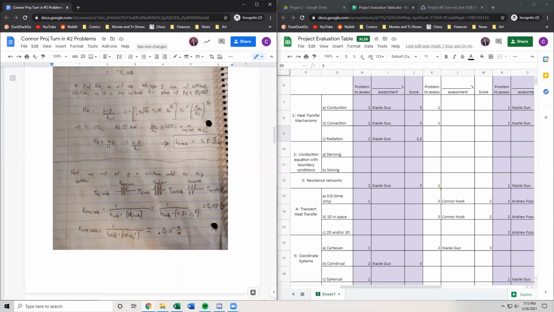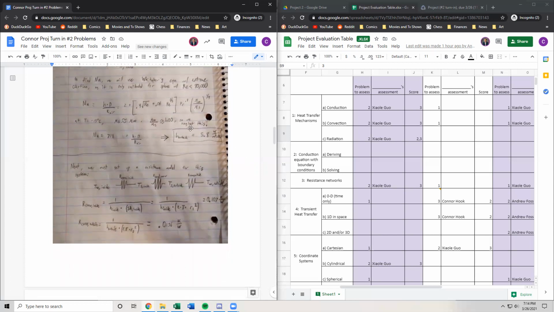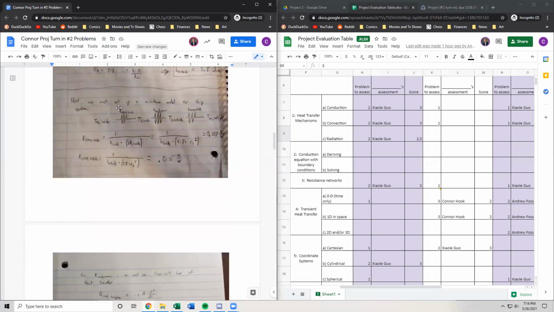What we find is that from this Nusselt number calculated out, it gives us an expected h value of around 5 or 6 watts per meter squared times Kelvin. And this is perfectly reasonable. Next, we're just going to set up a quick resistance model. Both the convective terms are very straightforward.